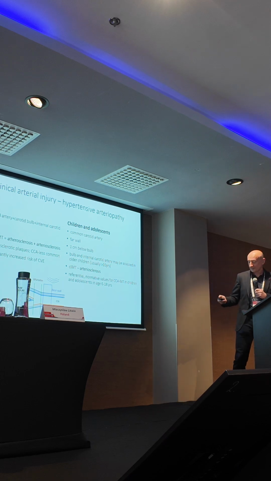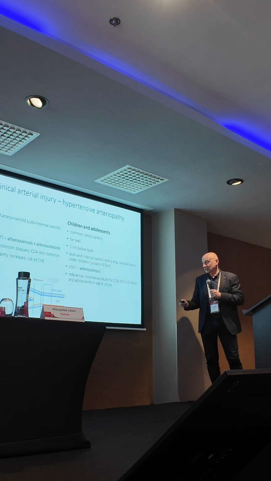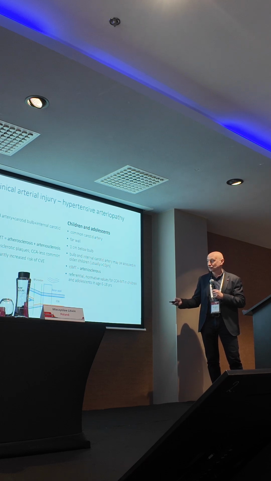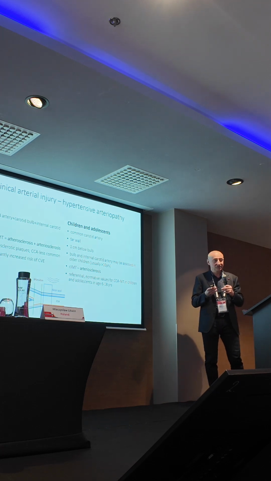So it's a difference. When we measure intima media thickness in adults, we average results obtained by measurement of intima media thickness in the common carotid artery, bulb, and internal carotid artery. So it is a marker of atherosclerosis and arteriosclerosis together.